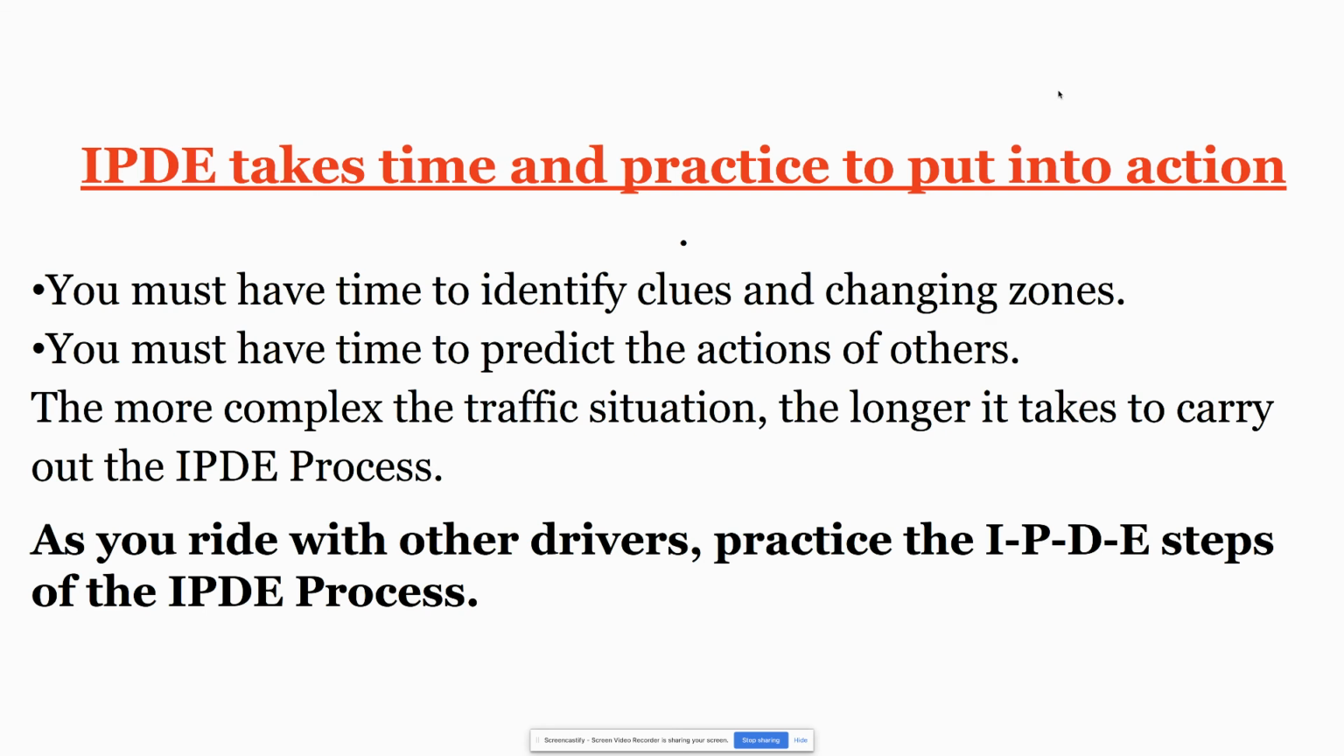You need to know the more complex the traffic situation, the longer it takes to carry out the process. So that means maintaining the speed limit and changing speed or direction in order to have a better understanding of what decision you need to make. So as you ride with other drivers, practice the I and the P, the D and the E, know all those steps, and with your parents, ask them questions about, am I identifying, or maybe in many cases your parents will be asking the question if they haven't.